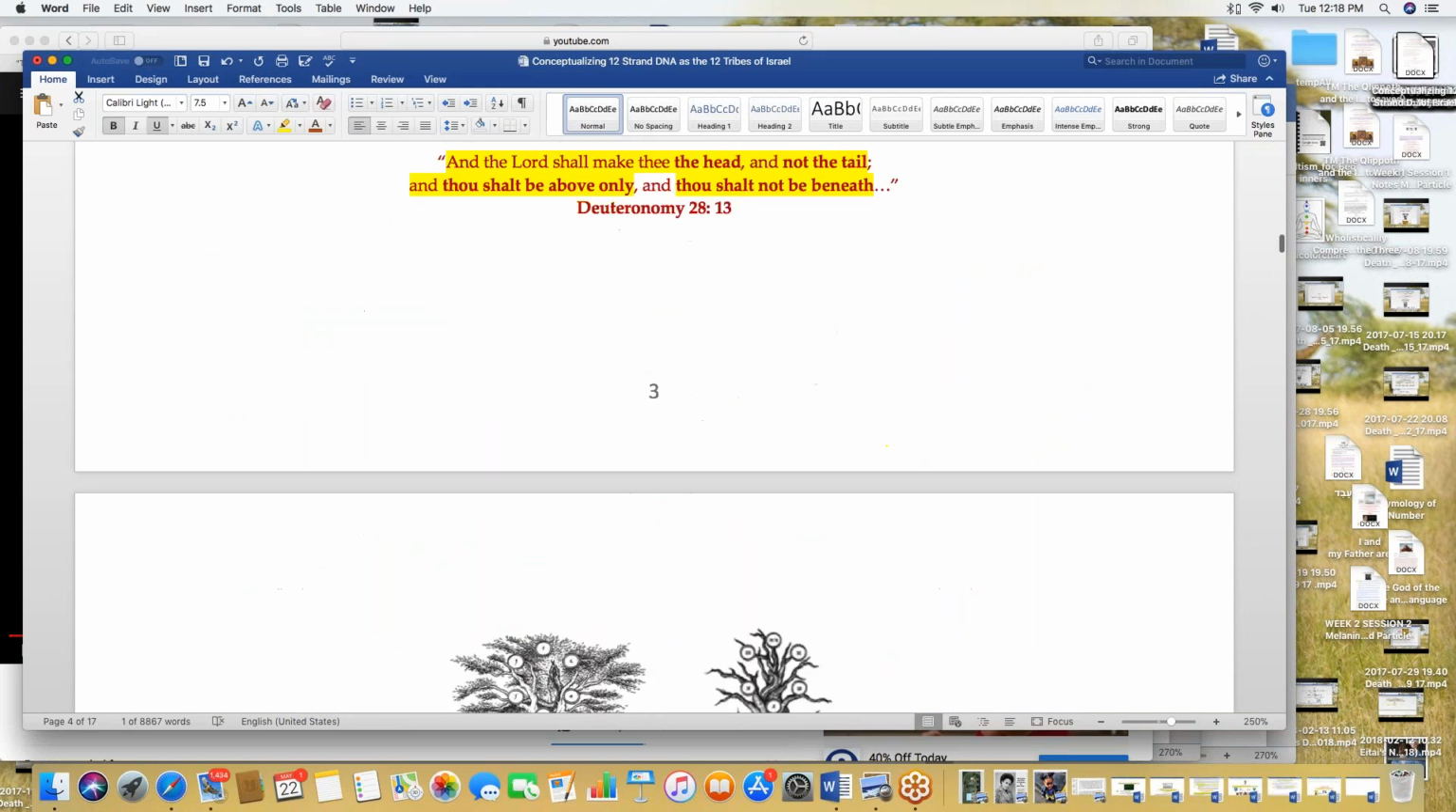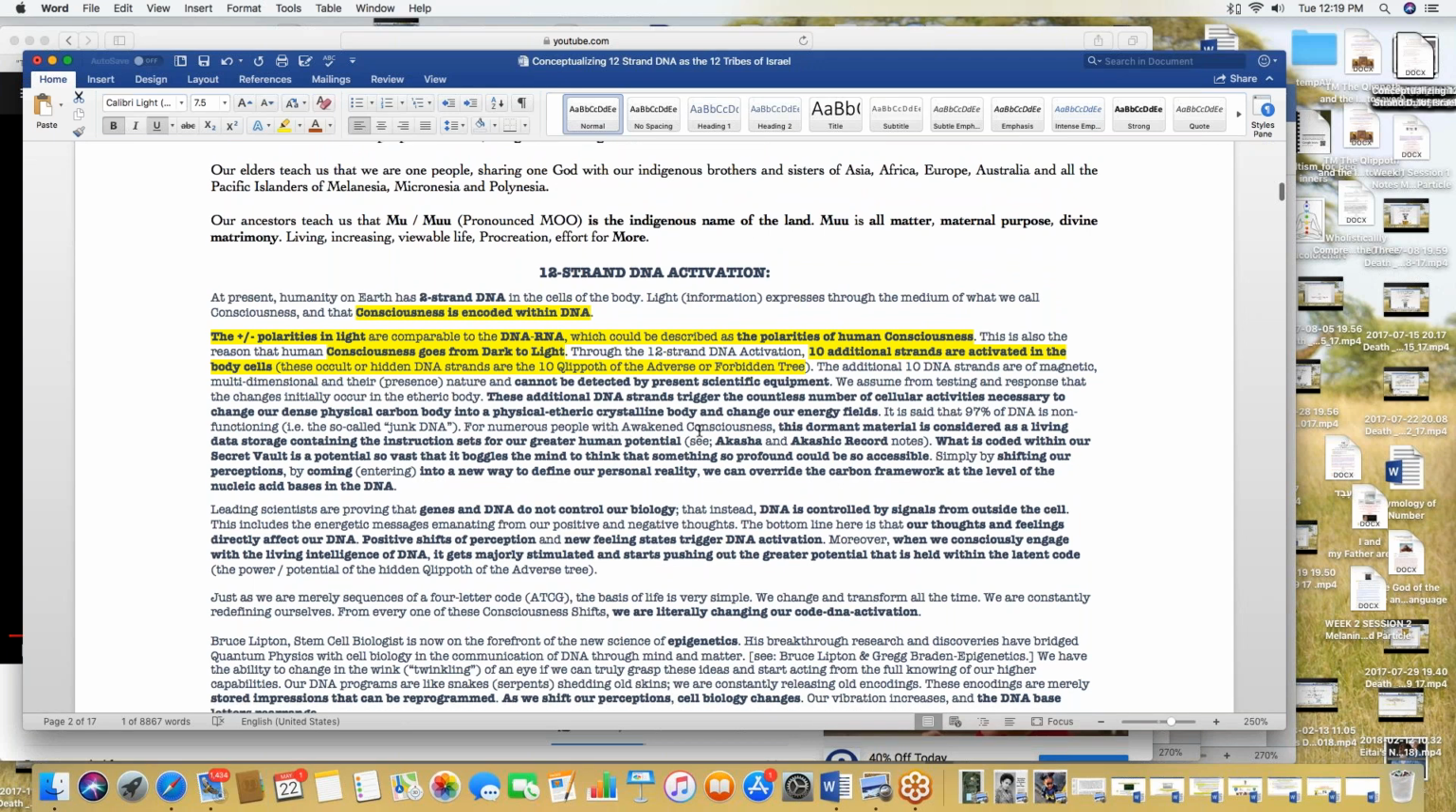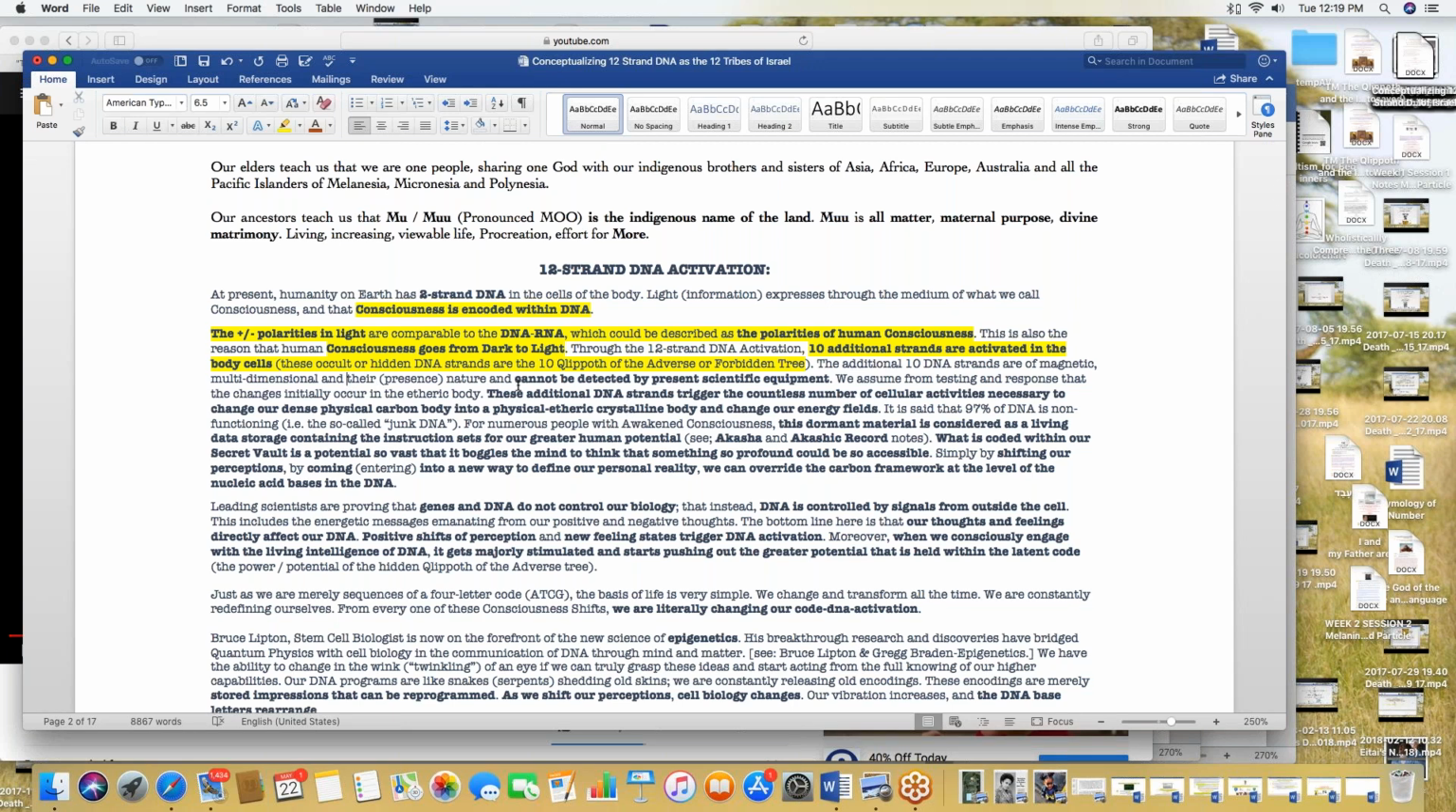Okay. Now, going back up, we got about 15, 20 more minutes, family. So the 10 additional strands are activated in the body cells. These occult or hidden DNA strands are the 10 Kalipot of the adverse or the forbidden tree. The additional 10 DNA strands are magnetic and multidimensional, and their presence or nature, I'm sorry, I got to correct this, cannot be detected by present scientific equipment.